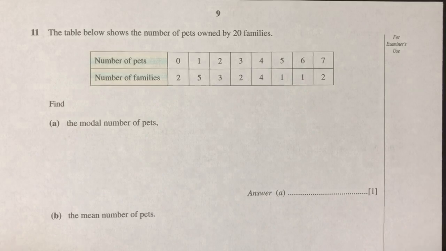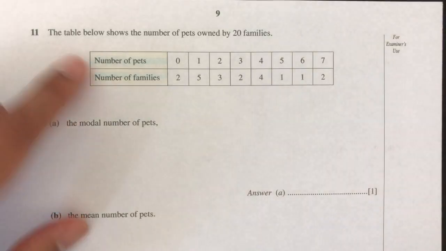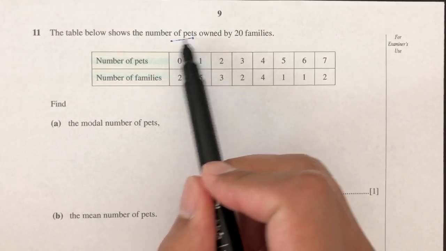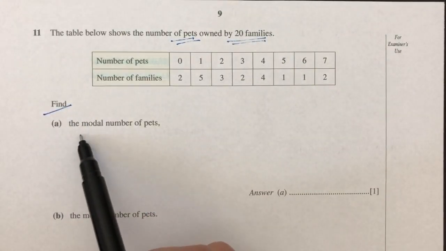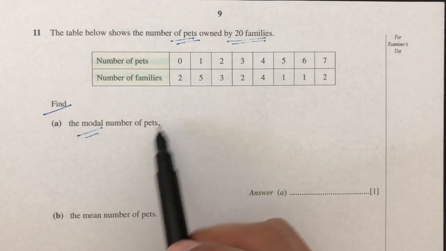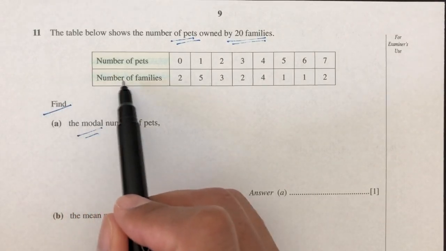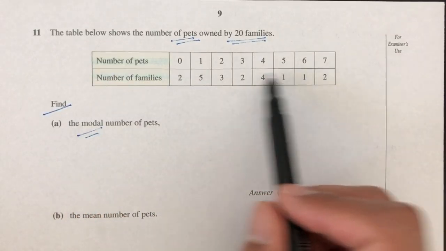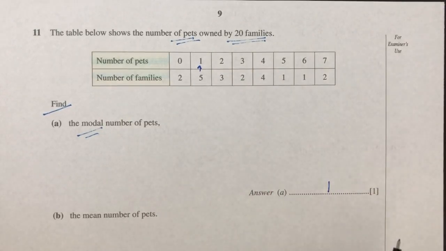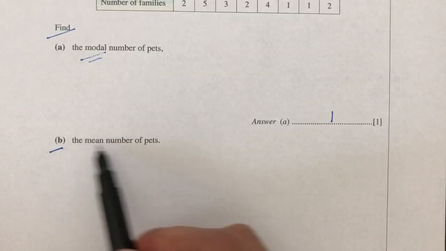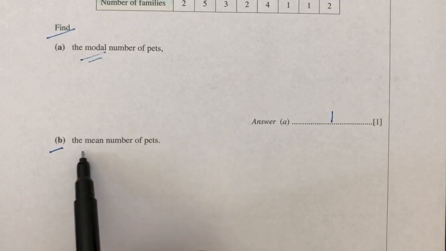Let's move on to question number 11. The table below shows the number of pets owned by 20 families. Now, part 1, find the mode number of pets. The mode will always be the one with the most frequency. So here we have this. The mode will be 1.